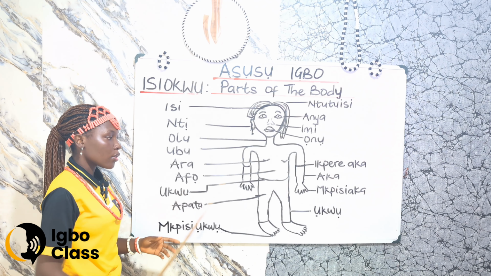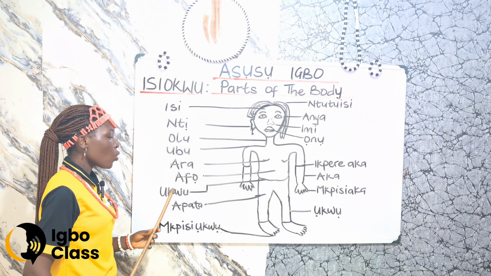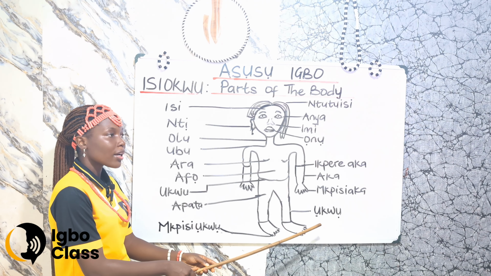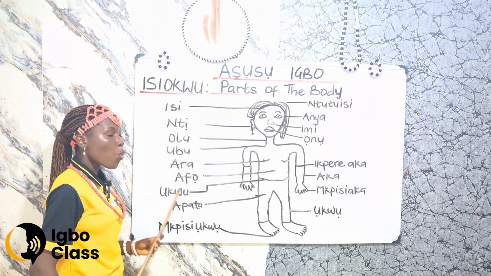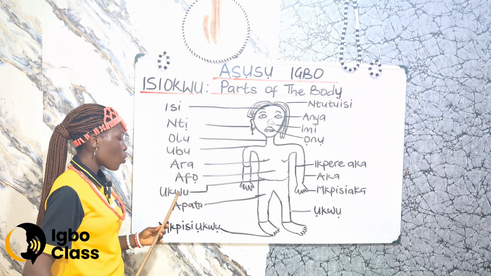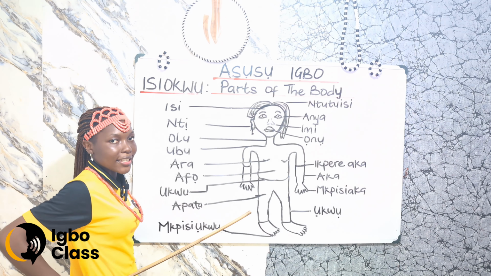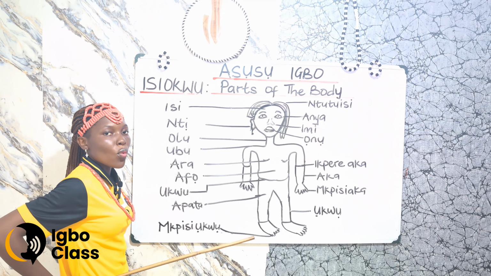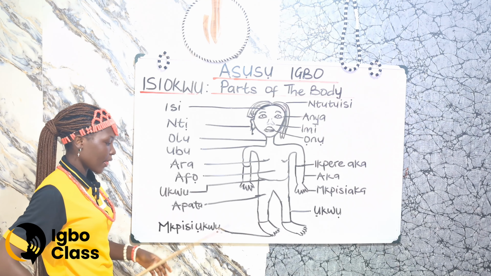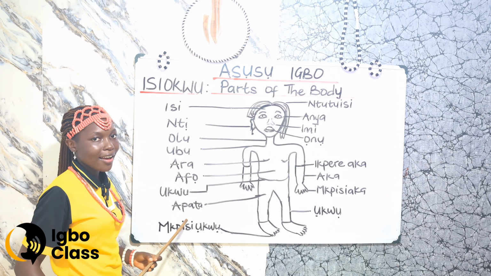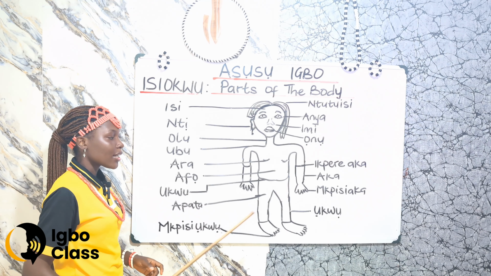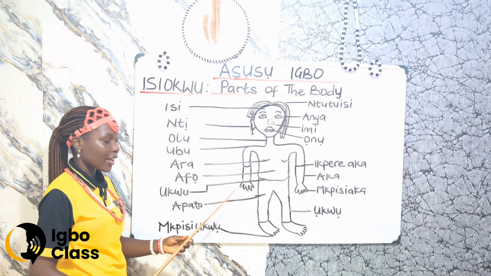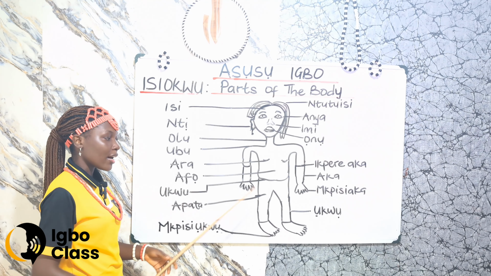Uku, the waist. This is uku, the leg. Uku for the waist. Uku for the leg. Apata, the thigh.